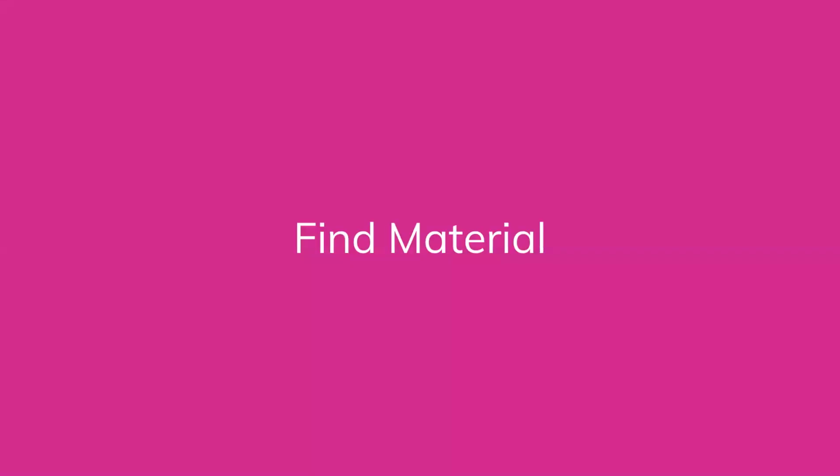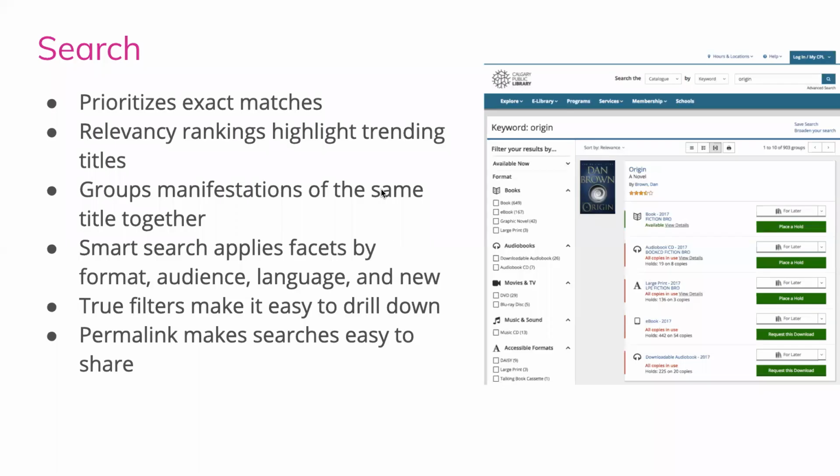So we'll start with finding material. And we'll take a look at search, both with how it can be used for patrons looking for a specific title and for patrons looking to browse for their next great read. Search prioritizes exact matches. There's relevancy rankings that highlight trending titles. We group manifestations of the same title together. Smart Search applies facets by format, audience, language, and new. And we also have true filters that make it easy to drill down, and a permalink that makes searches easy to share.